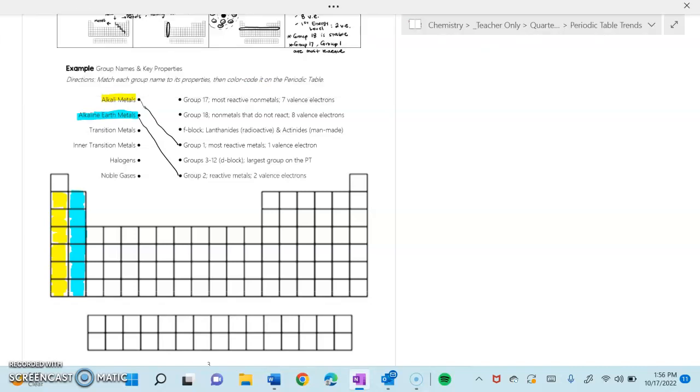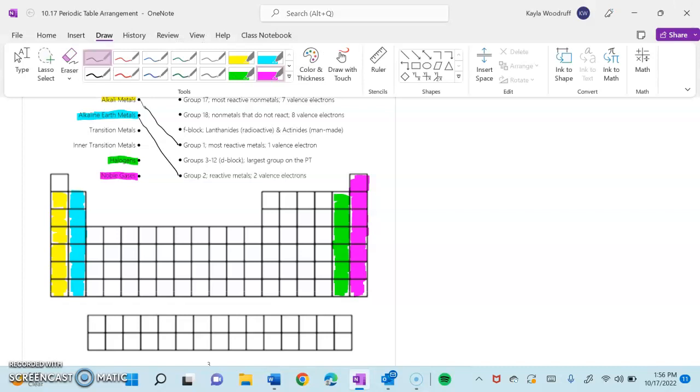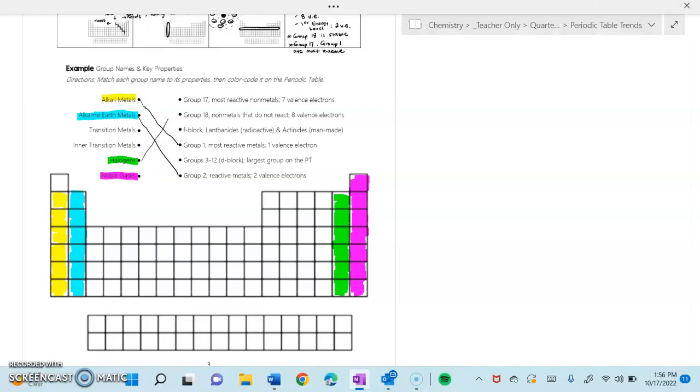We're going to jump over to halogens. Now we're in the non-metal side. This is group 17 or group 7A, whichever name you like to use for the numbering. And noble gases, that's group 18. These are stable and do not react because they already have 8 valence electrons. So halogens and noble gases.